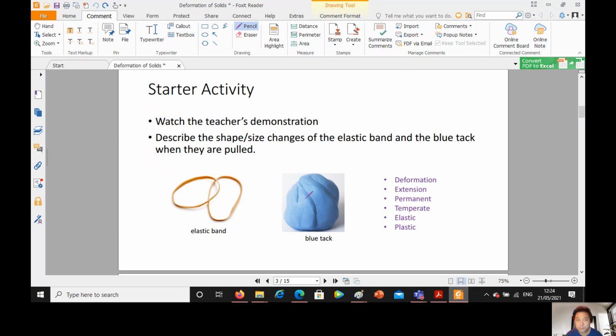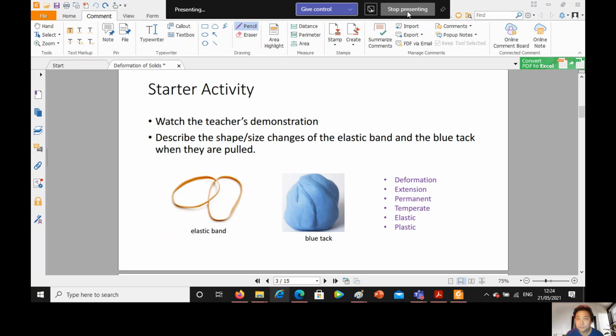Now, let's start with an activity. I will be doing a demonstration. I'll show you something, and then after the demonstration, I want you to describe it. I will come back to this page later. I'll stop sharing the page because I want to do the demonstration for you.